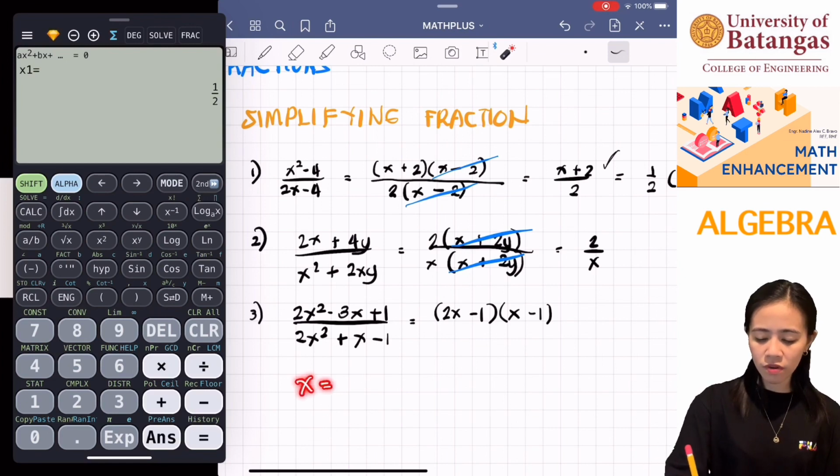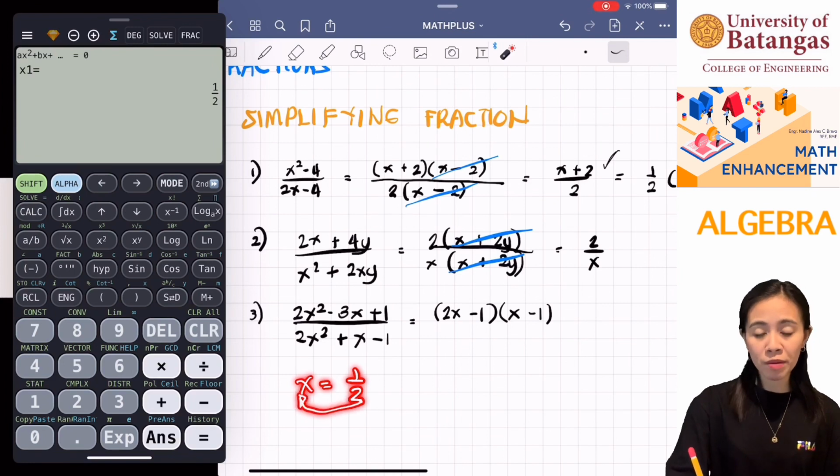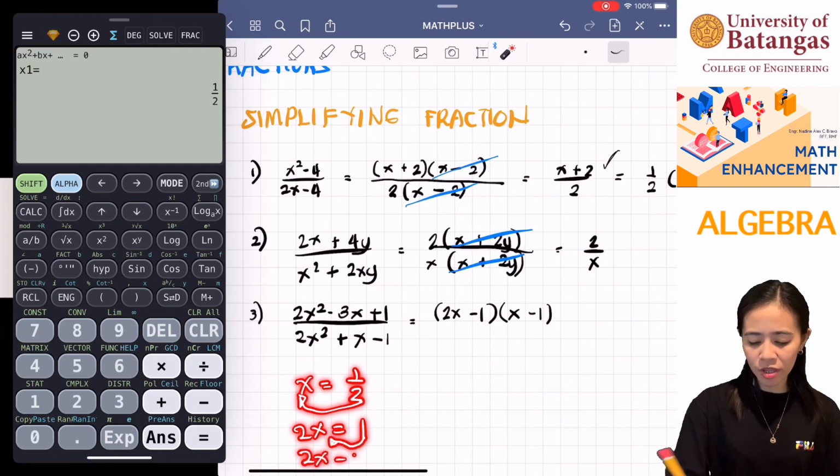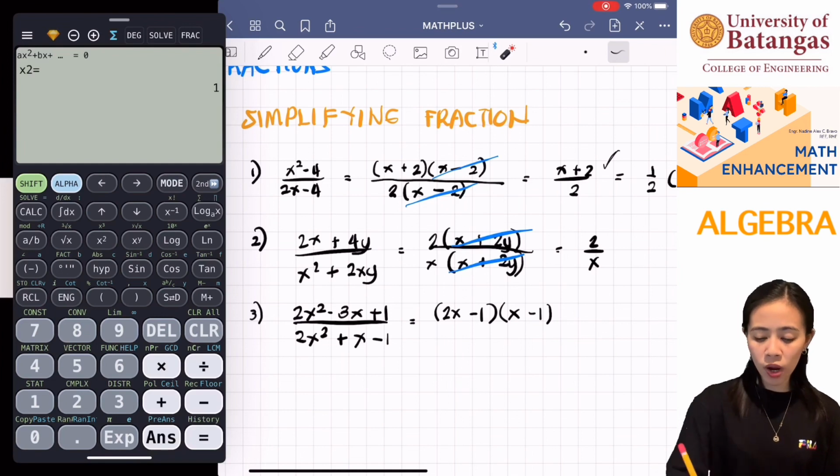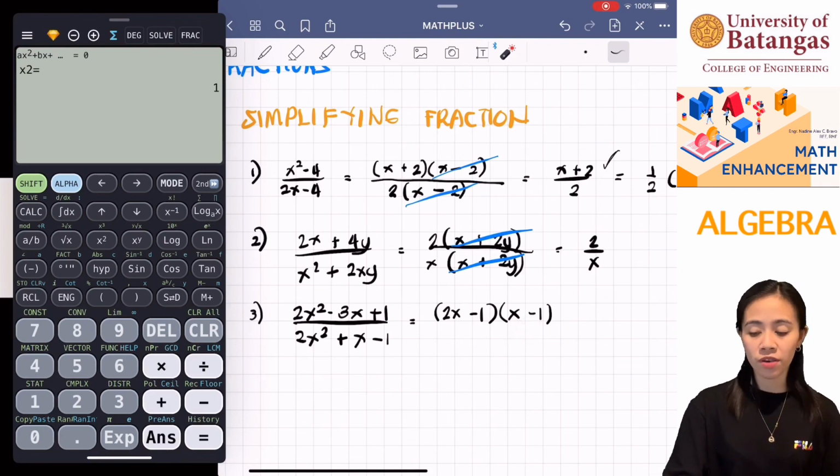dito na. If x is equivalent to 1/2, by simplifying this and multiplying both sides by 2, you'll get that as 2x equal to 1. And then if you transpose 1 to the left side, you'll get that as 2x minus 1, which is this factor. Okay? And then the other one is 1. So that's x equal to 1. Transposing this, you'll get x minus 1, which is the other factor that we have here.